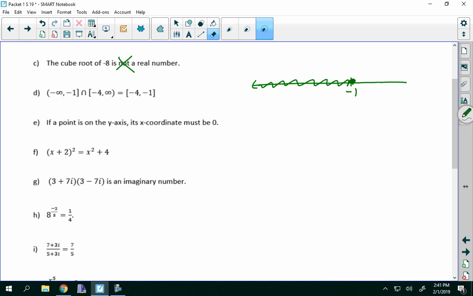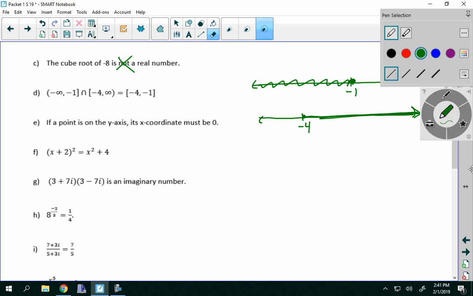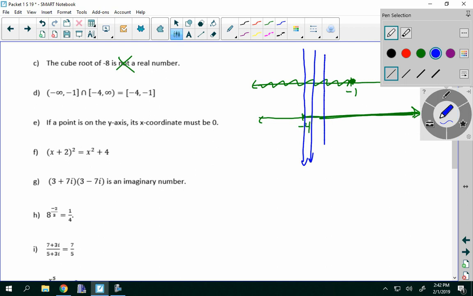And then -4 to +infinity. So let me see, I want to line these up. So -4 would be right about here. I'm going to include the -4 and go all the way to the right. And so if I intersected these two sets here, I would come down like this, like it was raining, and see where these two sets of numbers overlap. And it looks like they overlap from -4 to -1. So this is a true statement. They both contain all the numbers from -4 to -1.